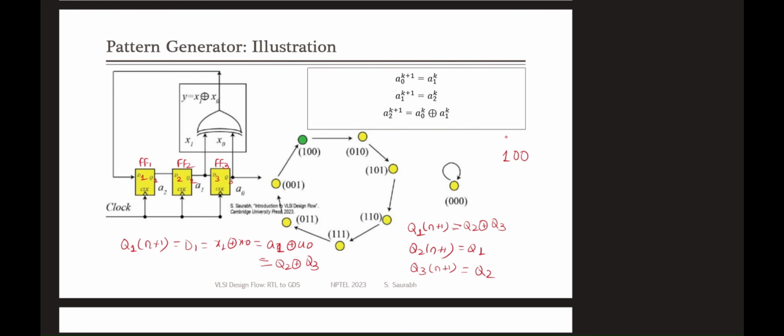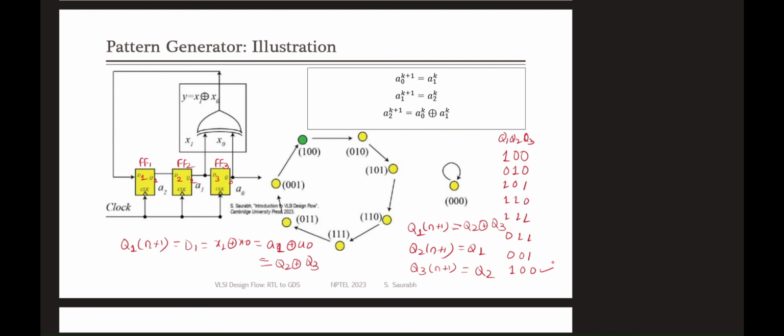Now the outputs are written here as Q1, Q2, Q3, right? You can apply this to get the next state of Q1, which will be Q2 XOR Q3. So the next state will be 0 XOR 0, which means 0, and the other bits are just shifted, 1 and 0. 1 XOR 0 becomes 1, and these are shifted, 0 1. 0 XOR 1 becomes 1, and these are shifted, 1 0. 1 XOR 0 becomes 1, and these are shifted. 1 XOR 1 becomes 0, and these are shifted. 1 XOR 1 becomes 0, and these are shifted. 0 XOR 1 becomes 1, and these are shifted.